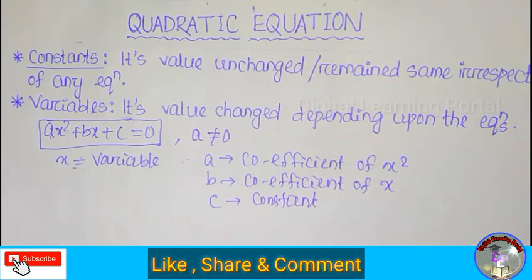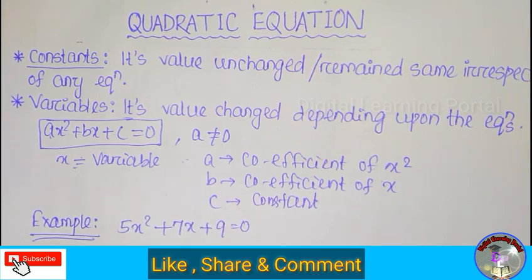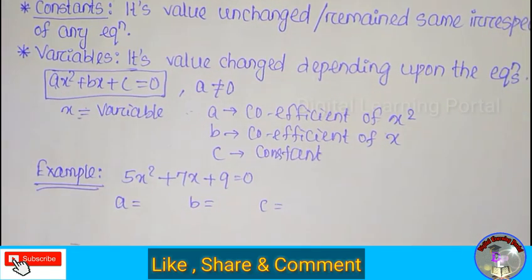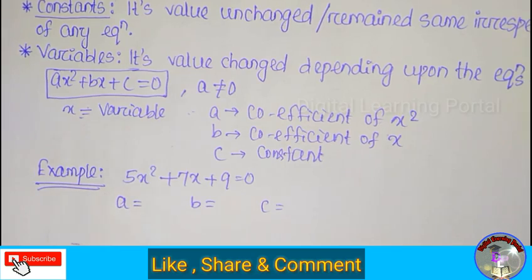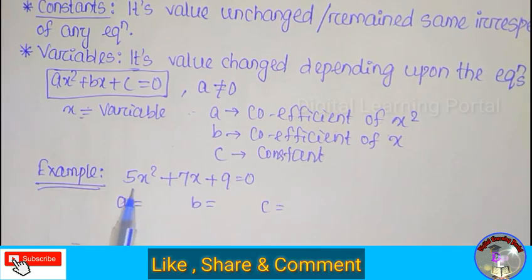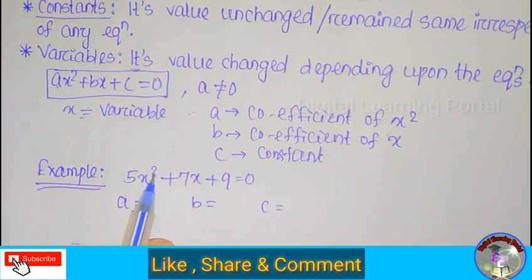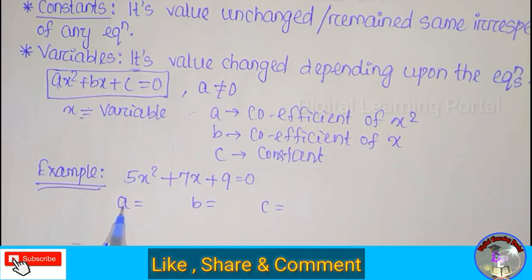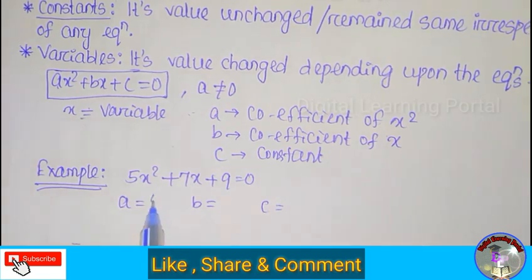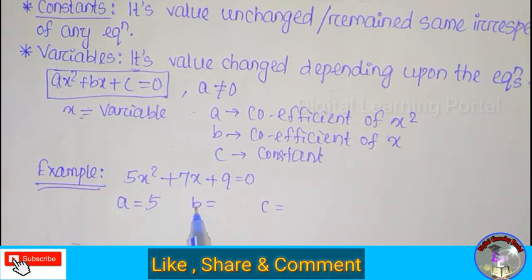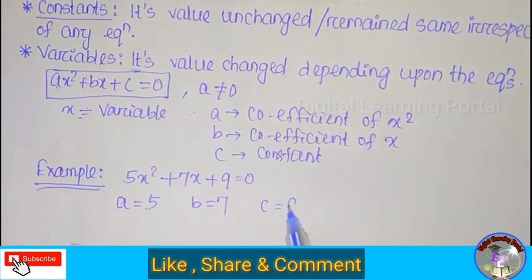For a particular equation we can understand what the values of a, b and c are. Here this example is a quadratic equation. Why? Because the equation has the second power, 2. So here we have to identify a, b and c. What is the value of a? a means the coefficient of x square, so that will be 5. And what is the value of b? b is the coefficient of x, that is 7. And what is c? c is 9.